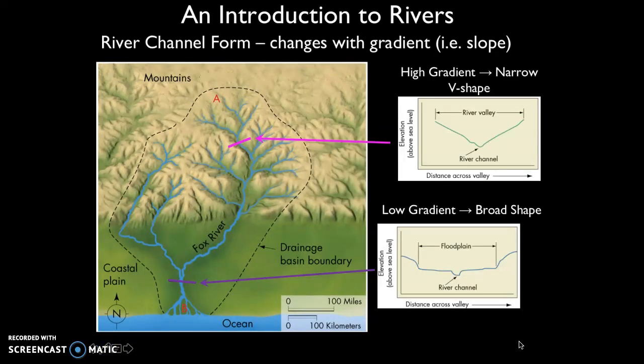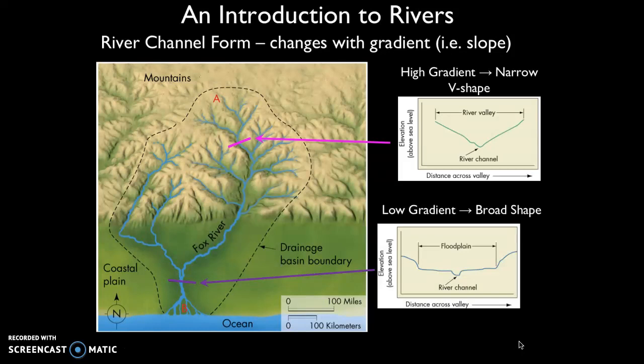Okay, so if you were to take a cross section through the river's width, that is something we call the river channel form or the river channel shape. That is going to change throughout the river's length with the gradient that the river is at, so what the slope is where the river is flowing.